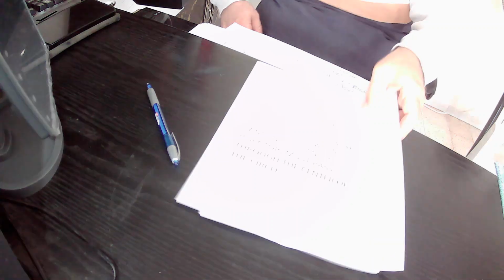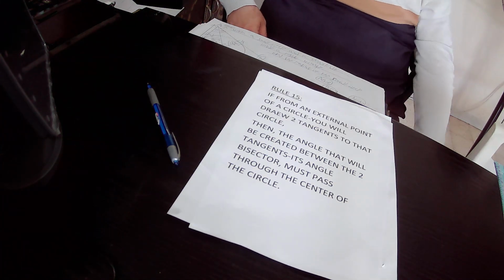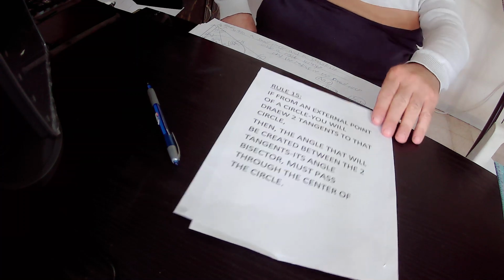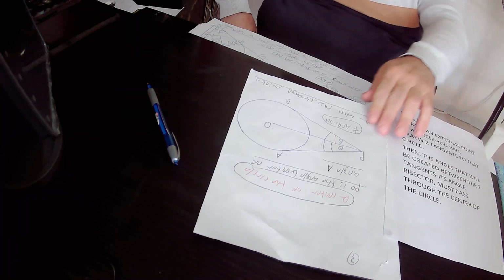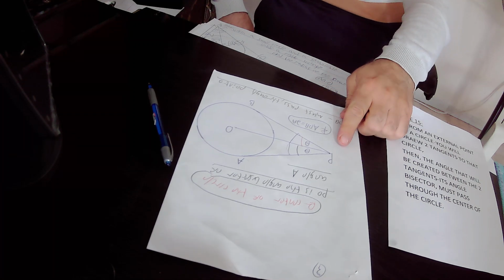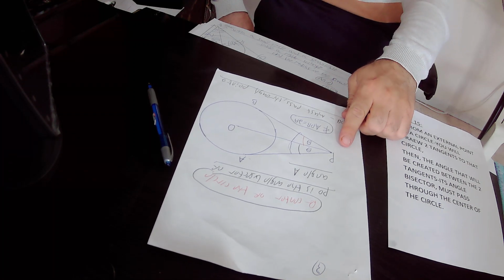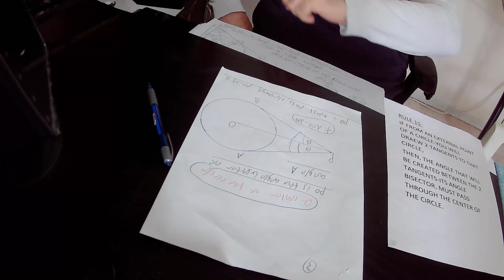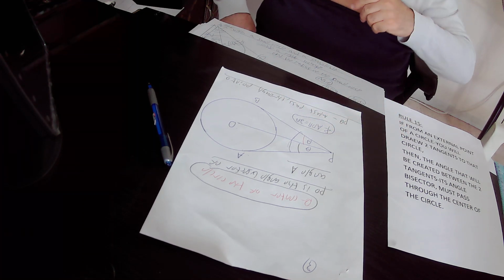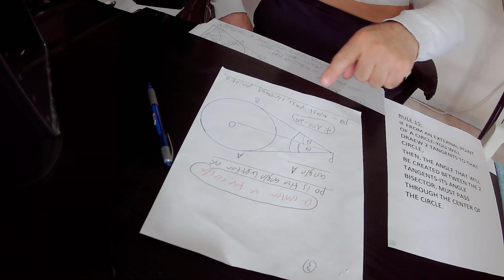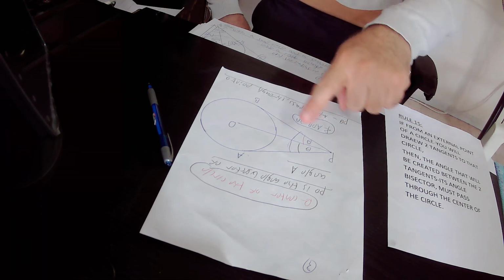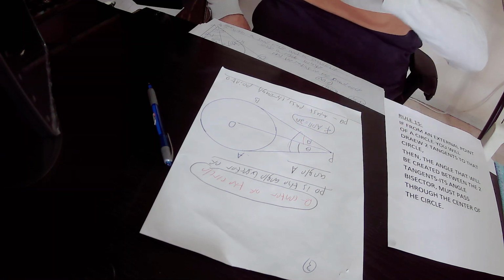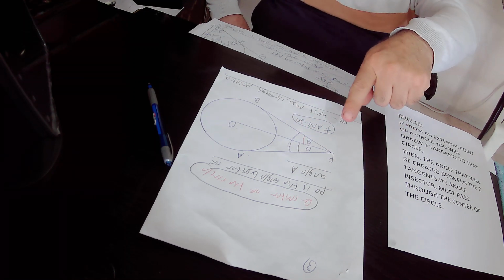According to rule 15, if from an external point of a circle you draw two tangents to that circle, here, this is the external connection point P. For this connection point P, we have two tangents to this circle, tangent PB and tangent PA. By drawing the two tangents, we created angle APB.